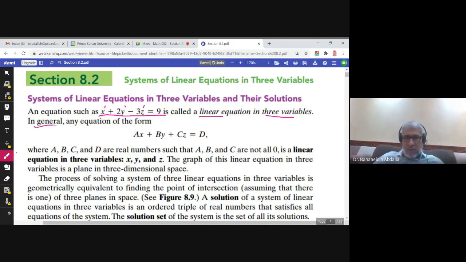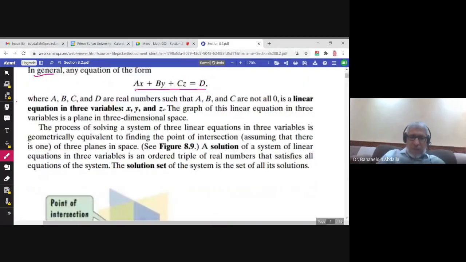In general, this is the form ax plus by plus cz equals d. A, B, C, and D are real numbers. Could be any real number. Not all zeros. Some of them could be zeros, but not all of them. So this is a linear equation in 3 variables, x, y, and z.